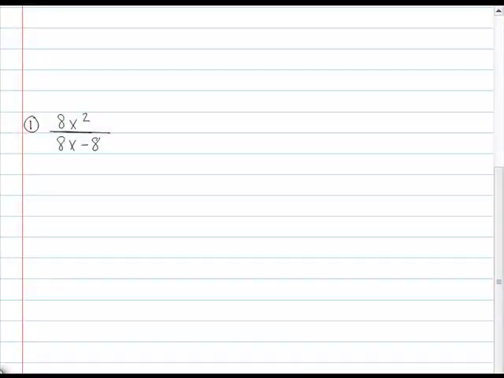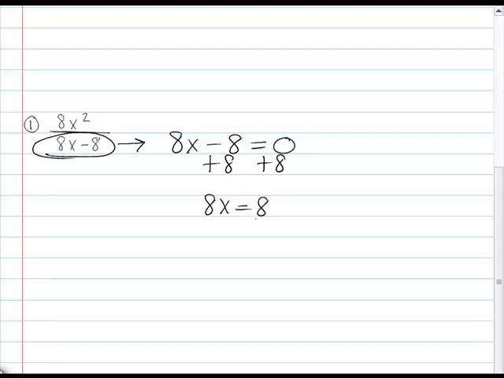So for our first example, we have 8x squared over 8x minus 8. Now remember, we're only concerned about the bottom of these fractions, and we don't want it to be 0. So what we're going to do is take the bottom, this 8x minus 8, and set it equal to 0, because that's what we don't want it to be. And by doing this, we'll figure out what number we can't use in our problem. So we're going to add 8 to both sides, and 8x equals 8. We divide both sides by 8, and x equals 1. So 1 is our restriction.